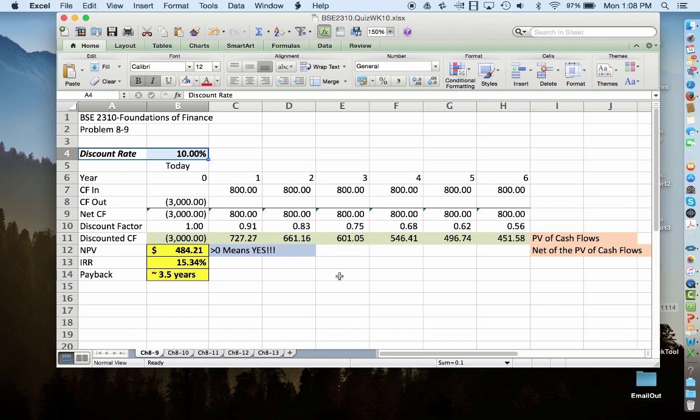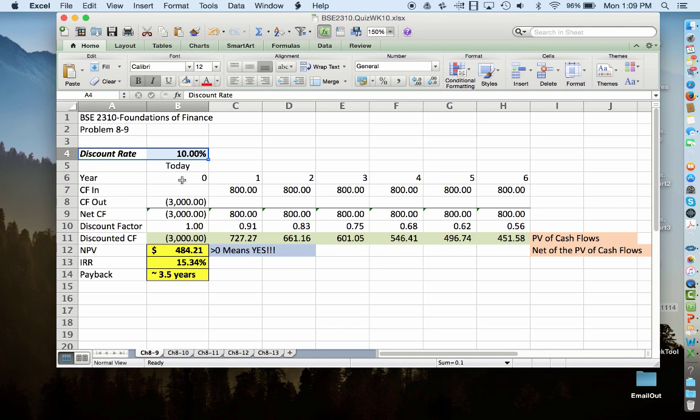So, chapter 8 has this problem. We have cash flows of $800 for 6 years, an investment of $3,000, and then we lay it out like this. And we calculate the NPV, the internal rate of return, and the payback. These are nice problems to remind you of how the typical NPV project works and how to set it up.